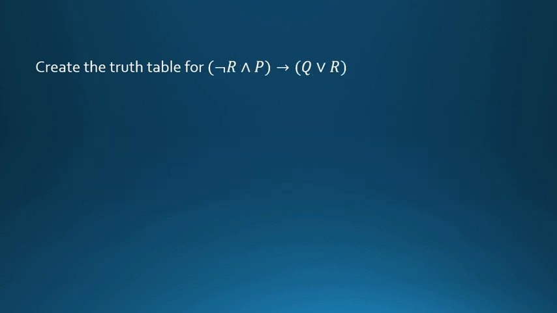Now we're going to do a sample where we have three letters, P, Q, and R, showing up. We have a truth table for not R and P implies Q or R. So this truth table is going to be significantly larger. There are going to be 8 rows because we have 3 different letters here, and we're going to have some columns that we have to include as steps before we get to the final few.